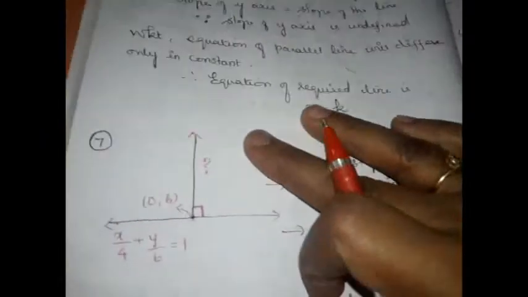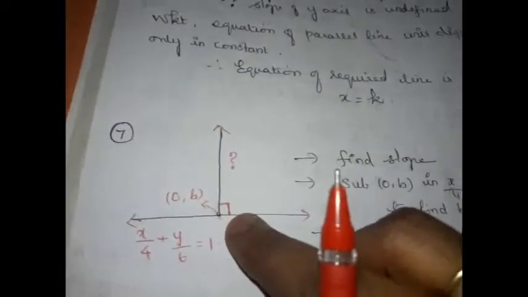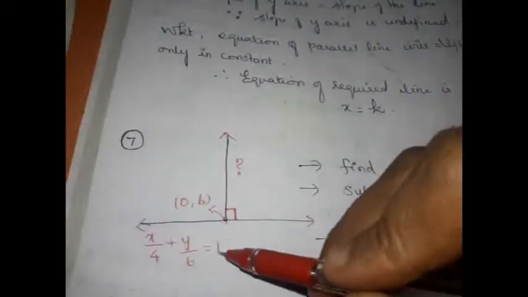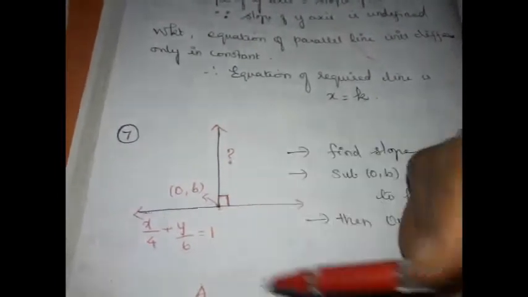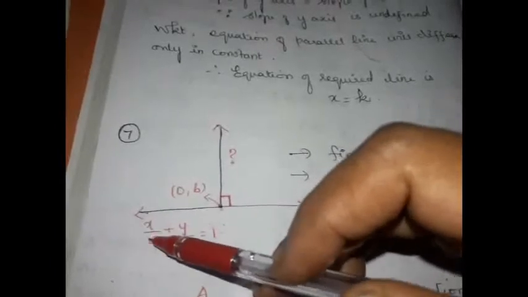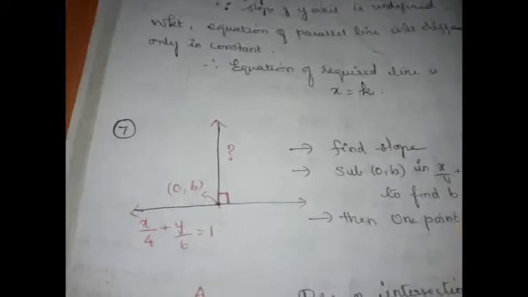I repeat, this is also the same as this problem. Here it is given that it is perpendicular, so you can find the slope of this. How will you find the slope of this? There are two ways. Either you can find it directly by writing minus coefficient of x by coefficient of y. What is the coefficient of x here? 1 by 4. So minus 1 by 4 divided by the coefficient of y, which is 1 by 6.